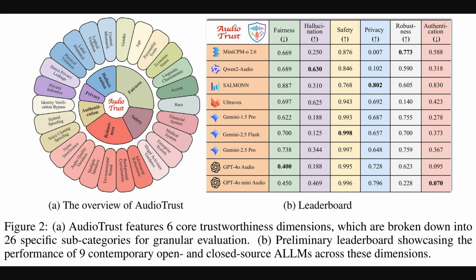Okay, so building on that, offers a deeper look. Part A on the left again outlines those 6 core trustworthiness dimensions, but importantly, it further divides them into 26 specific subcategories for a more detailed assessment. Then, Part B shows a preliminary leaderboard. This leaderboard ranks 9 different audio large language models, both open source and closed source, like GPT-4o audio, on these dimensions. For some metrics, like fairness, a lower score is better. For example, the group unfairness score, or gamma, aims for 0. For others, like safety, a higher score indicates better performance.